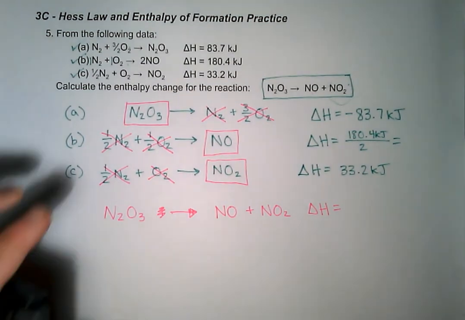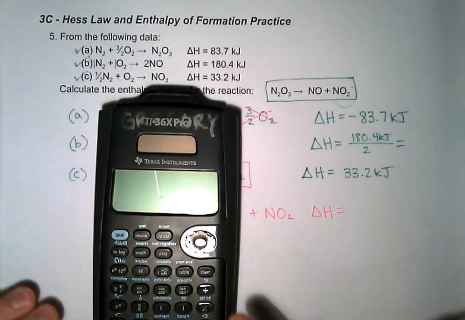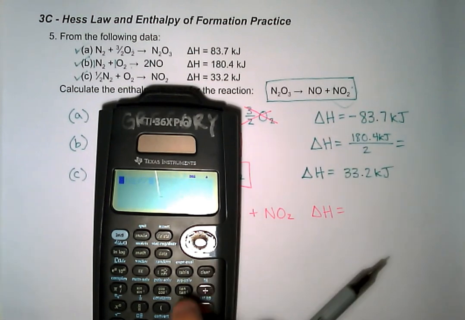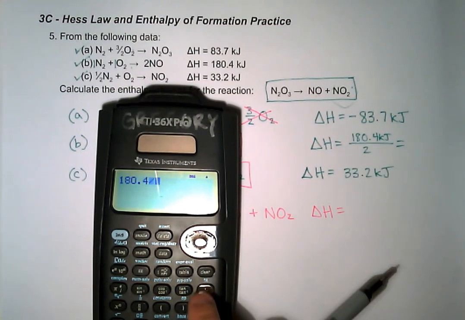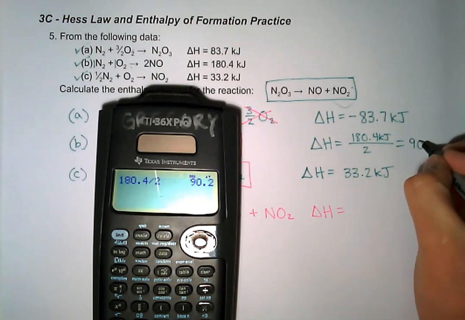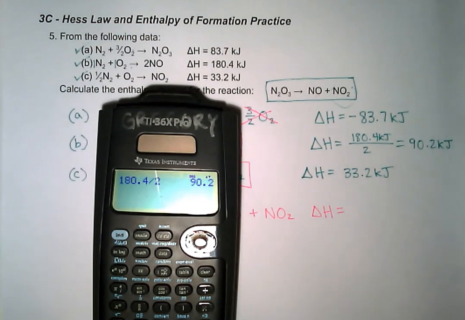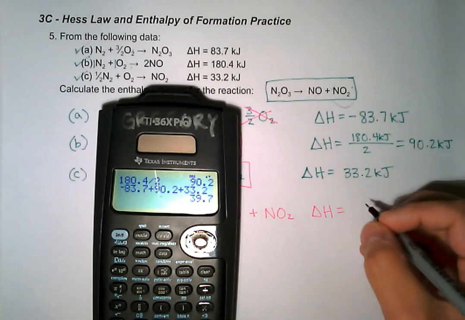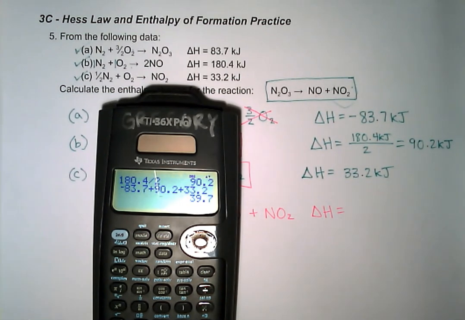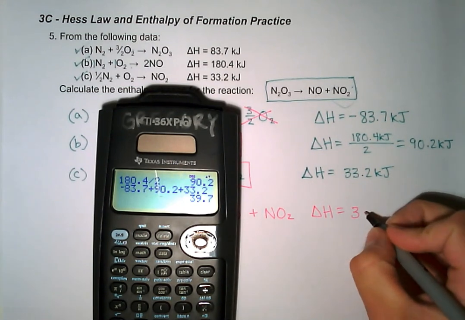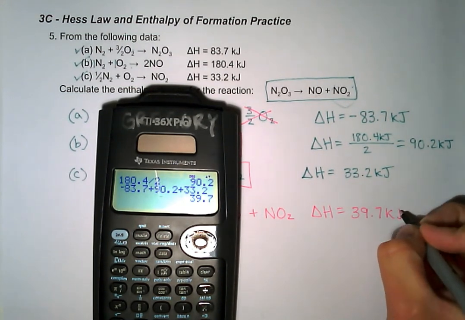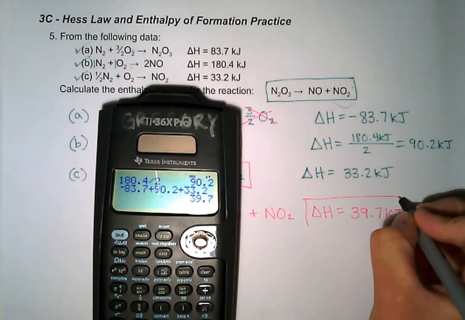So we're going to grab our calculator. First we'll do the 180.4 divided by 2, which gives us 90.2 kilojoules. And now we'll just add all of these up. So we have negative 83.7 plus 90.2 plus 33.2, and that gives us 39.7. So delta H is equal to 39.7 kilojoules. And we will box that answer in.